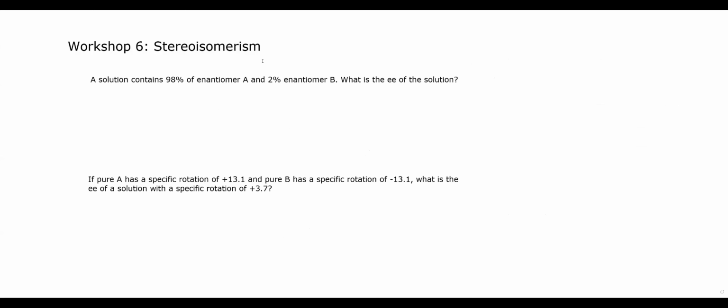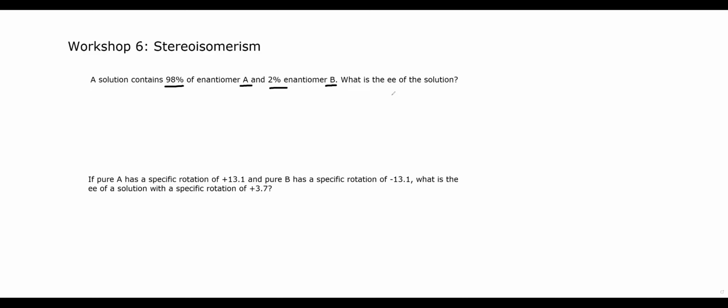Okay, and for the final problem of this workshop, a couple parts to this problem. Just wanted to touch on EE, enantiomeric excess, and make sure we understand the optical rotation of enantiomers. So for this question, let's say we have a solution that contains 2 enantiomers, enantiomer A and B. The solution is 98% A and 2% B. What is the EE, the enantiomeric excess of the solution?